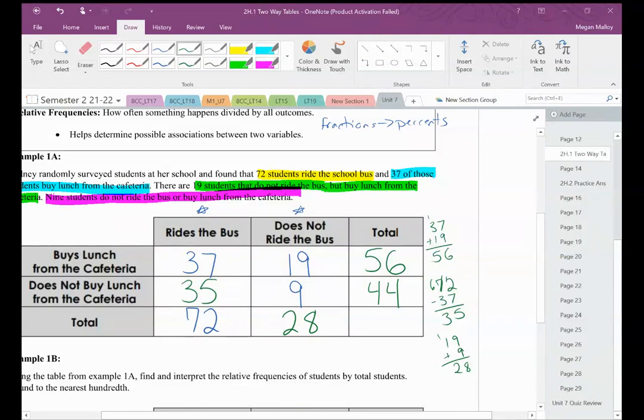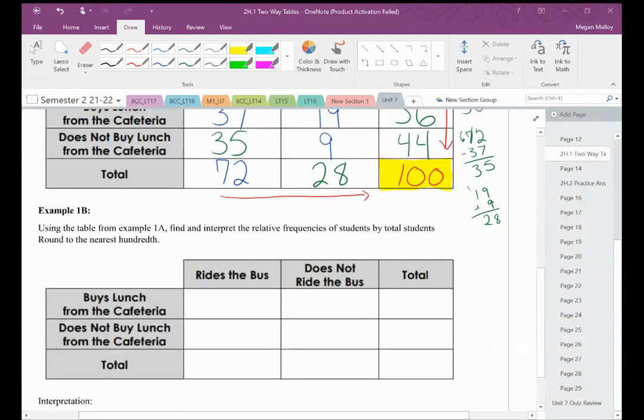And now here's the fun part for this final total. This is going to be the total number of students that were surveyed. I can either get this number by adding up the values in the column, or by adding up the values in the row. So 72 plus 28, that one I just picked out first, but either way, if I add either the row or the column, I should get 100 students total.